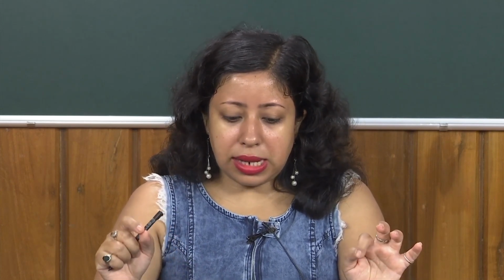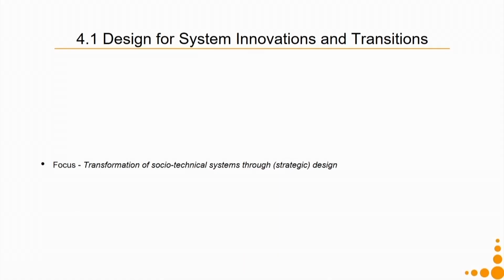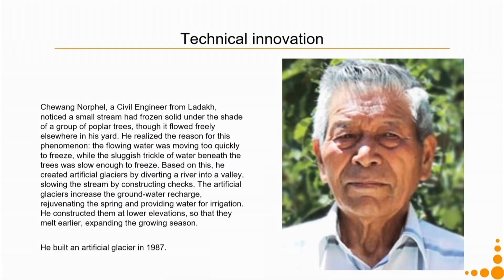So, here in this case you have both social innovation as well as technical innovation, and both of them are put together in a system and together help to achieve sustainability. So, here the focus is on transformation of socio-technical systems through strategic design.